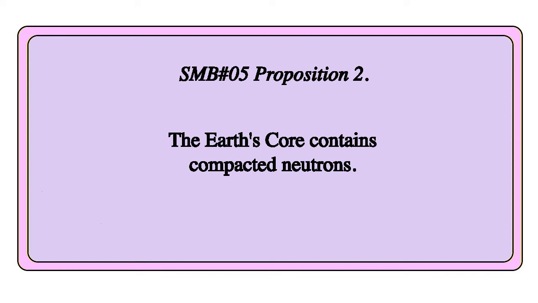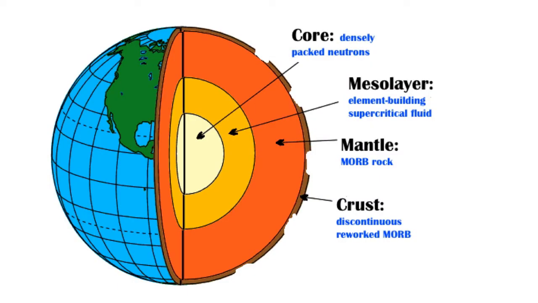Let's move out one layer. The next layer out from the core in our model is the mesolayer. In the new model, the mesolayer has a completely new role in the life of the Earth. In fact, it can be described as the element kitchen. Within this kitchen, elements are cooked and recooked, simmered and broiled. The process is formally called atomic transmutation.